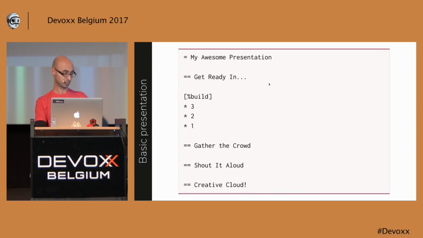Well, you just create an AsciiDoc document. Notice that the first thing is the title of the document, and in this case it is the first slide. And then each subsection, which is the two equal symbols, is a new slide. So you do this, and then when you render it with Asciidoctor Bespoke, you get a slide similar to the one I'm using.